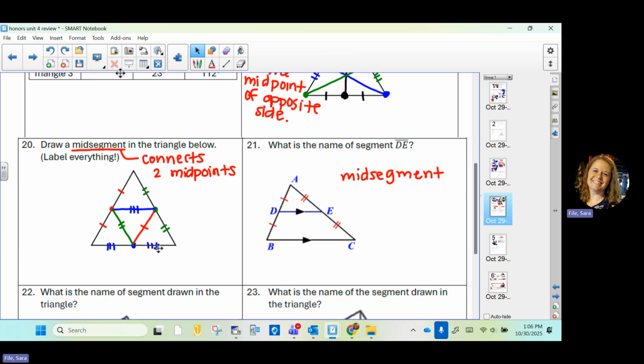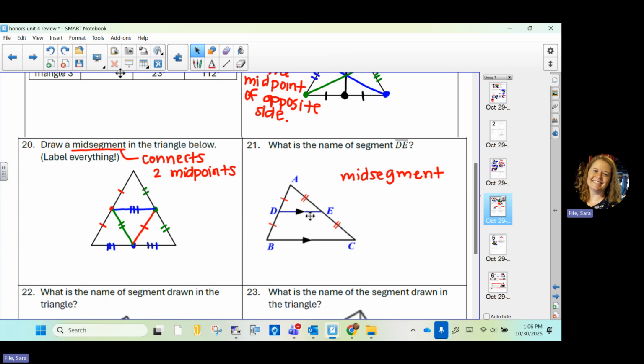So for instance, this horizontal side is going to be parallel to this blue mid-segment. This right side is parallel to this green mid-segment. And this left side is parallel to this red mid-segment. So I drew all three. You only had to draw one.